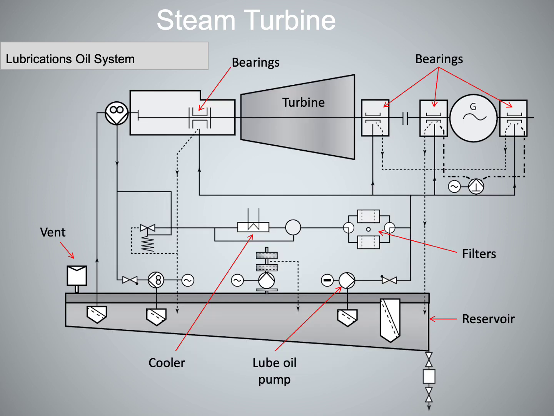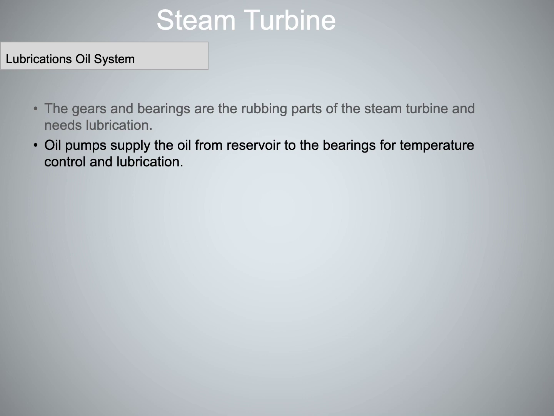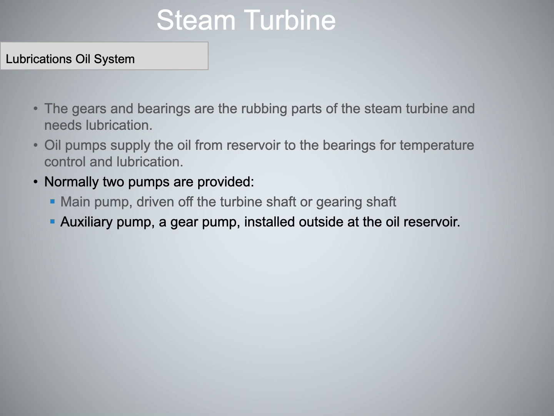Lubrication oil system. The gears and bearings are the rubbing parts of the steam turbine and need lubrication. Oil pumps supply the oil from the reservoir to the bearings for temperature control and lubrication. Normally 2 pumps are provided. Main pump, driven off the turbine shaft or gearing shaft. Auxiliary pump, a gear pump, installed outside at the oil reservoir.